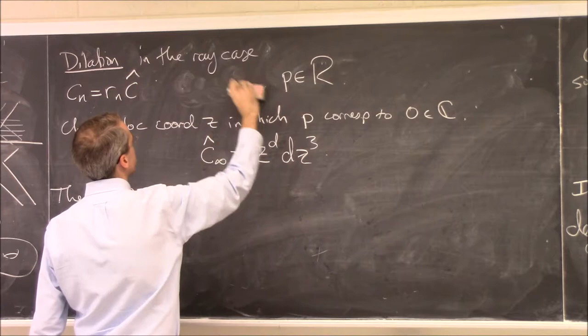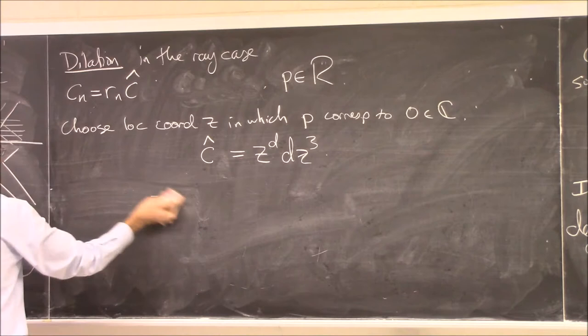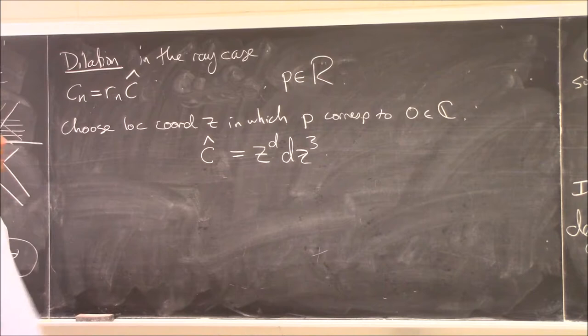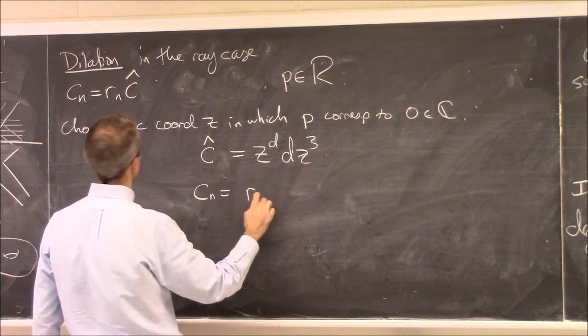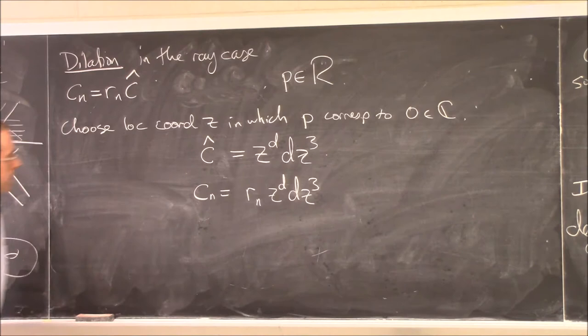Okay, so let me correct. The ray case is where they're all multiples of c hat. Then c hat is e to the d dz cubed, and c_n, not writing anything particularly complicated here, c_n is r_n times that. All right, so these don't have a limit, but here's the idea.